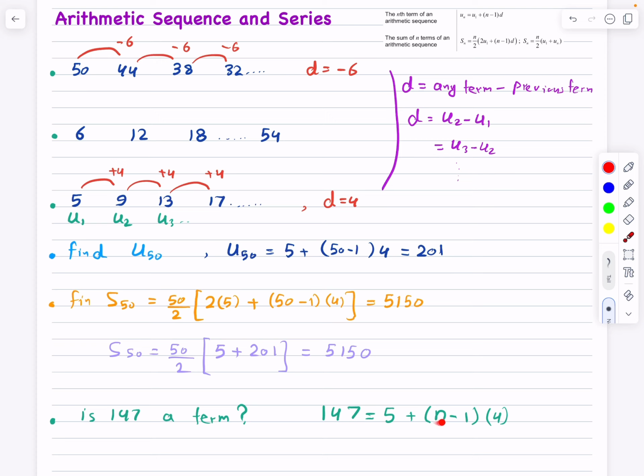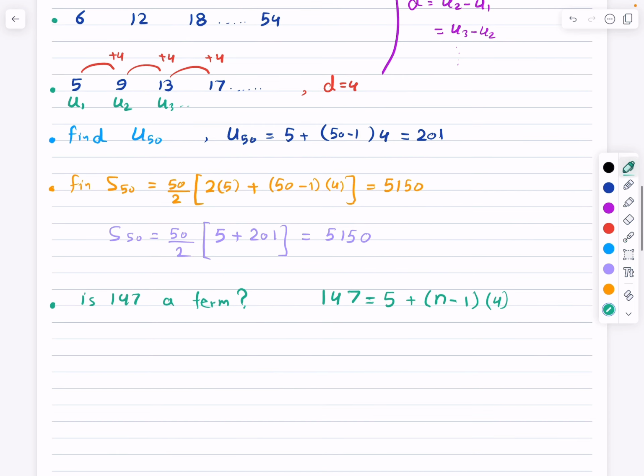If we get a whole number, let's say for example 40, it means 147 is in the sequence and it will be the 40th term. But if we have a fraction or decimal number, not a whole number, it means 147 is not in the sequence. So to solve this, I will move 5 first and subtract it.